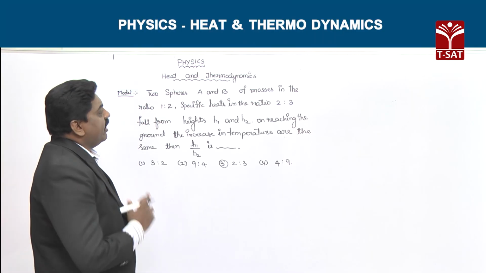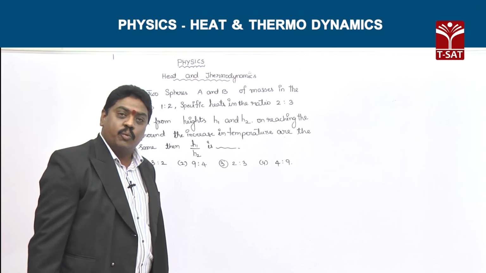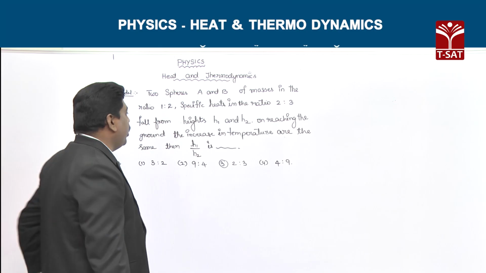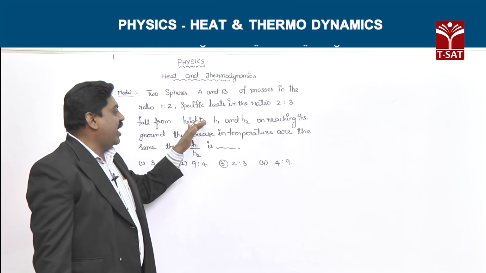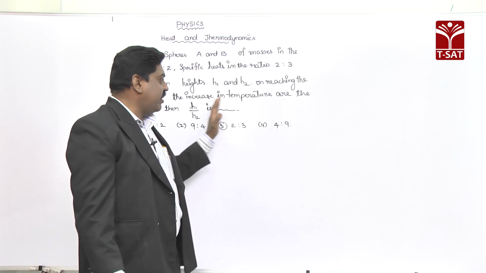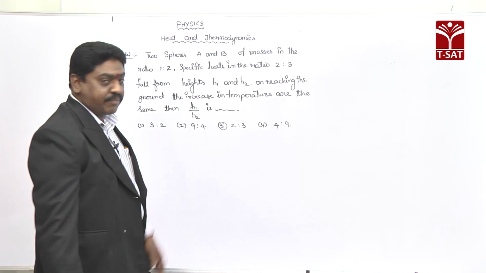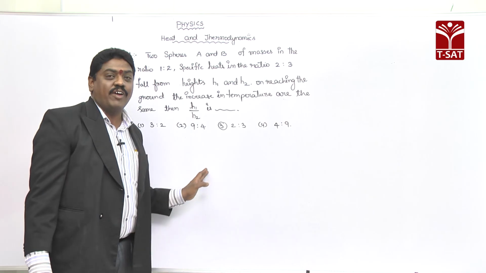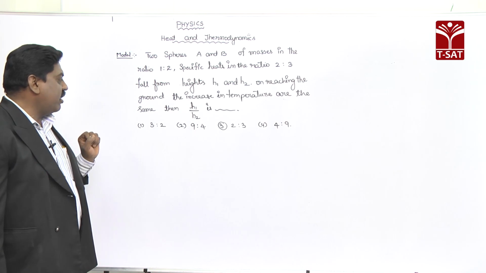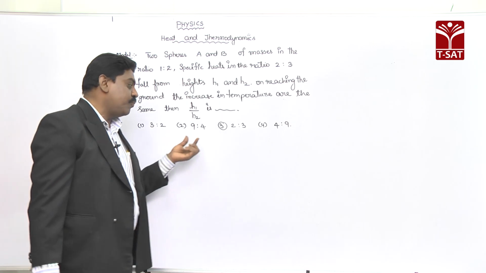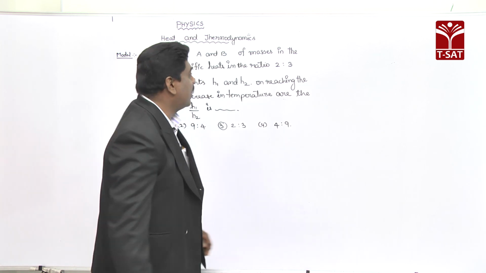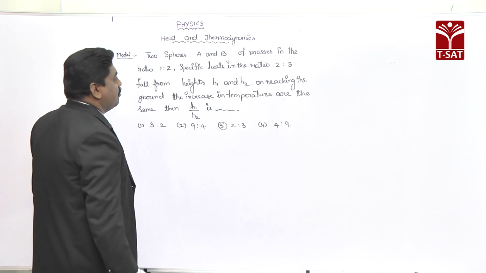Two spheres A and B of masses in the ratio 1:2. Specific heats are in the ratio 2:3. They fall from heights h1 and h2. On reaching the ground, the increase in temperatures are the same. Then the ratio of heights h1 by h2 is given as: we are given the options as 3:2, 9:4, 2:3 and 4:9. Now let us see the problem there.